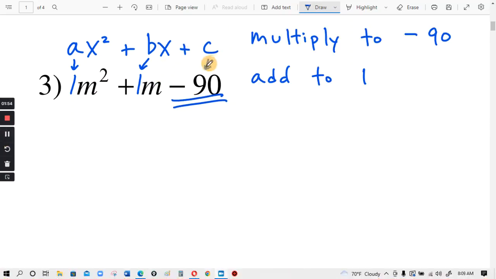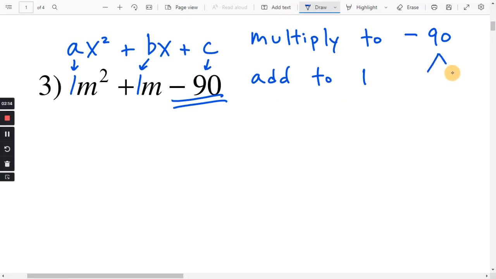So we want two numbers whose product is c, or negative 90, and whose sum is b, or positive 1. Okay, so we want two numbers that multiply to negative 90 and add to positive 1. So let's write out the factors for negative 90. Basically we're just saying what times what is negative 90.